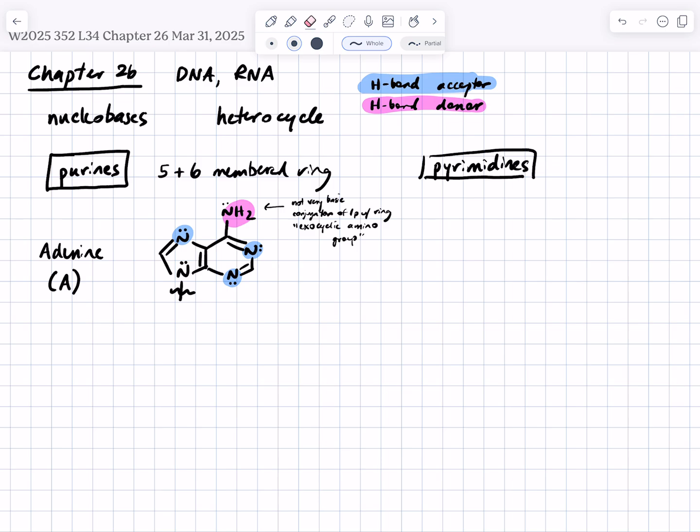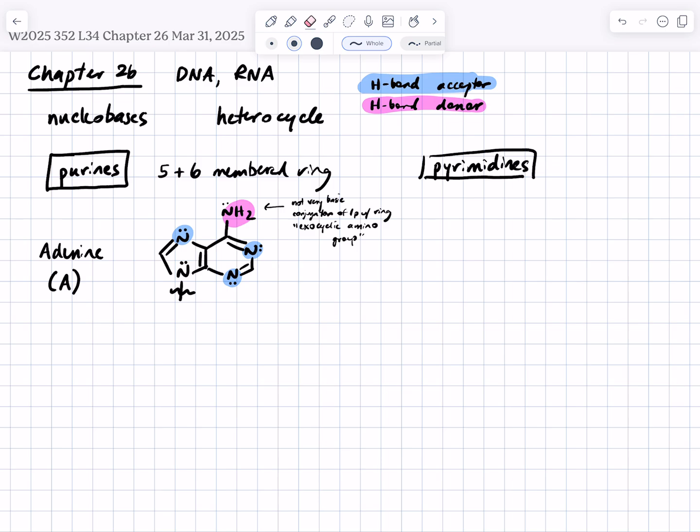Was the exocyclic group a donor? It is a hydrogen bond donor. Yeah. The exocyclic amino group is a hydrogen bond donor. It is not a hydrogen bond acceptor because its lone pair is not basic. It's tied up in resonance with the ring.